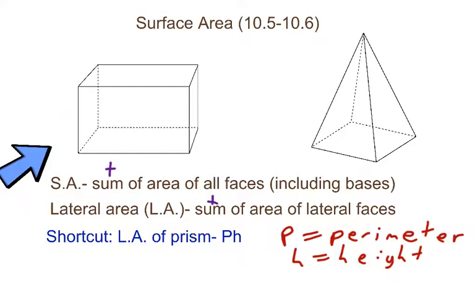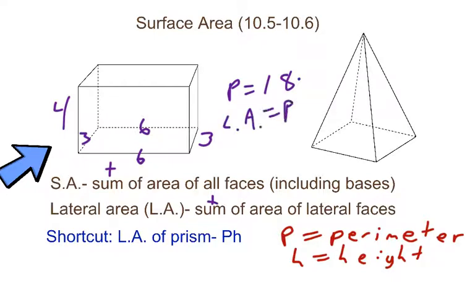And I want to go ahead and prove that that works. So let's say that this was 6 and this was 3 and the height is 4. So just to show that that works, the perimeter is going to be, well, that's 6 and 6, this is 3 and 3. So 6 plus 6 is 12, plus 3 plus 3 is 18. So the perimeter equals 18. And then times the height. So we want to do, again, lateral area was P times H. So we would do 18 times the height of 4. And 4 times 18 gives us 72.